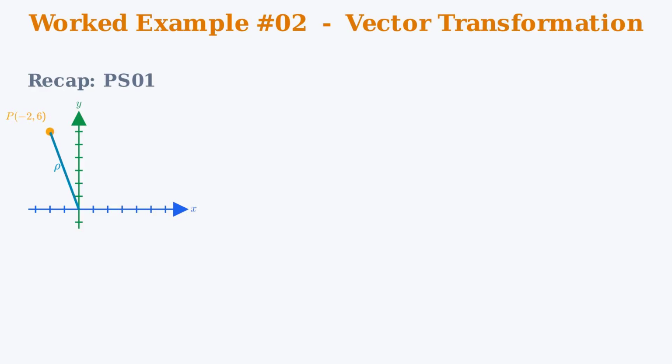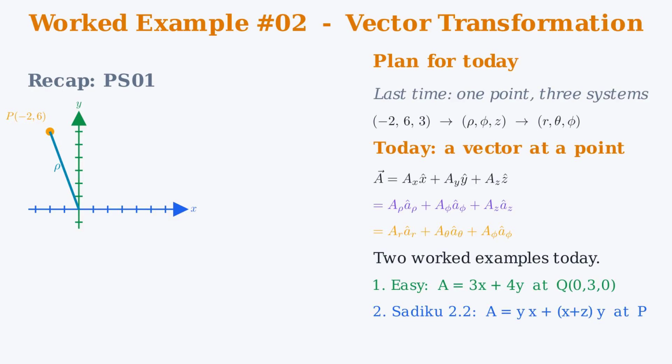In the last worked example, we took a single point and wrote it in three different coordinate systems. Today we move up one step. We take a vector field and transform it from Cartesian into cylindrical and spherical coordinates. We will do two worked examples. The first one is almost a thought experiment, very simple, designed to show you what the transformation is actually doing. The second one is a standard textbook problem, Sadiku Example 2.2 style.